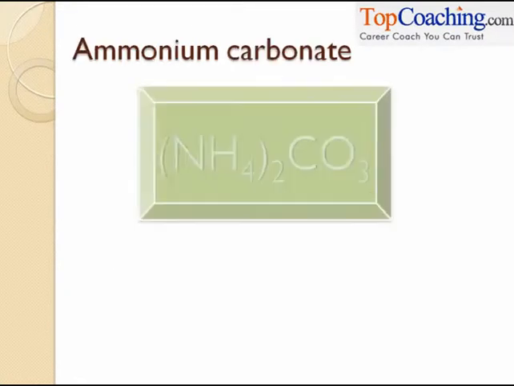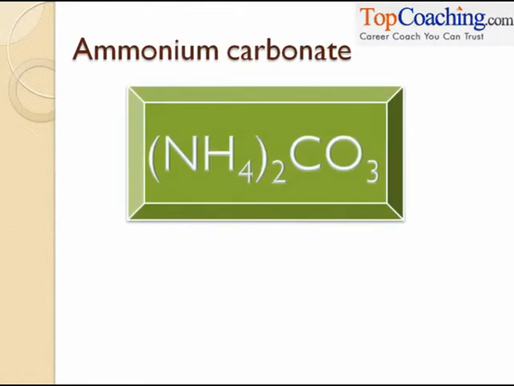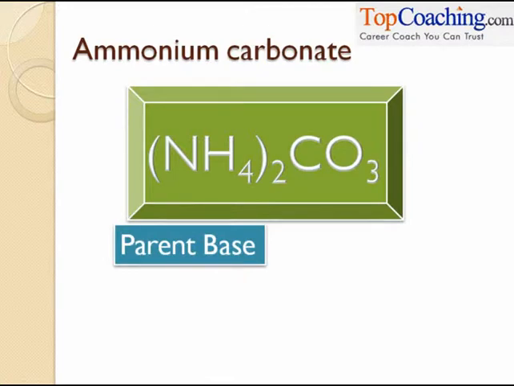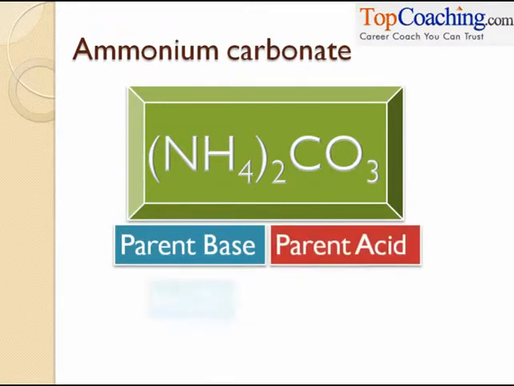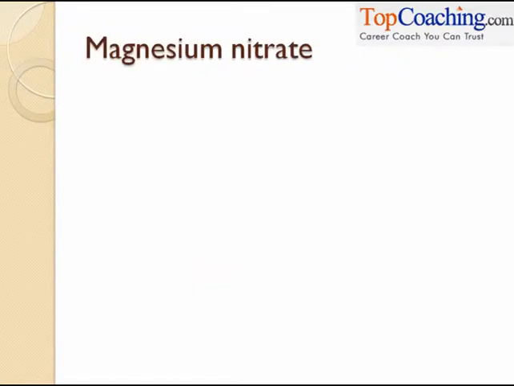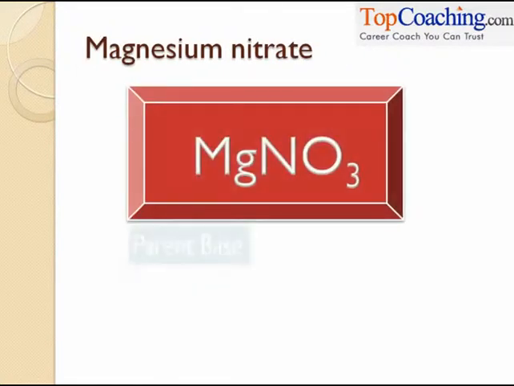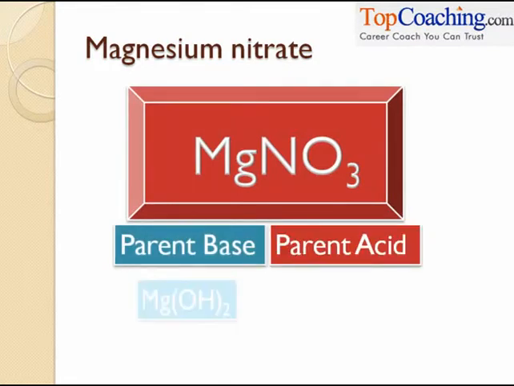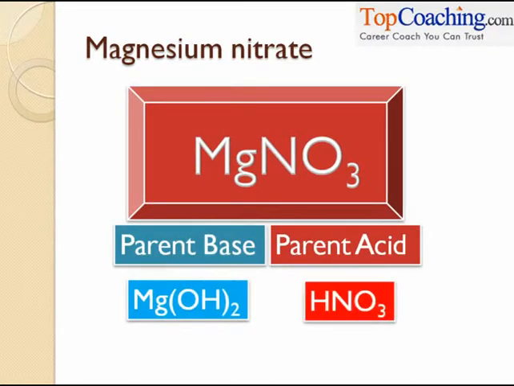In the case of ammonium carbonate, again, the first part of the salt tells us the name of the parent base. Ammonium ion is present in ammonium hydroxide, so the parent base is ammonium hydroxide. The carbonate ion, the second part of the salt, tells us the name of the parent acid, which is carbonic acid. Magnesium nitrate comes from magnesium hydroxide and nitric acid. First part Mg, Mg(OH) whole twice. Second part NO3, HNO3.